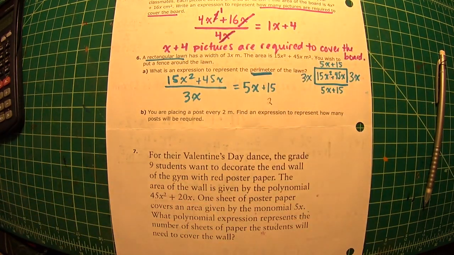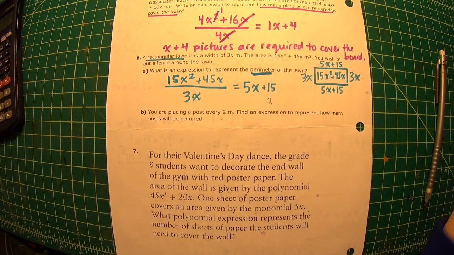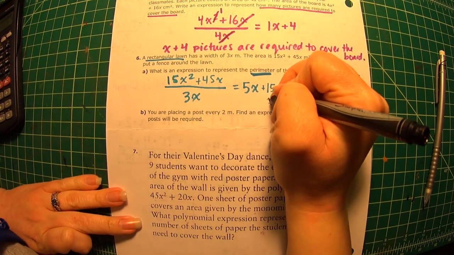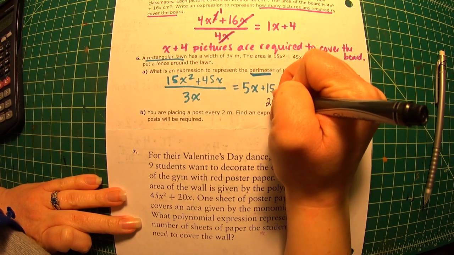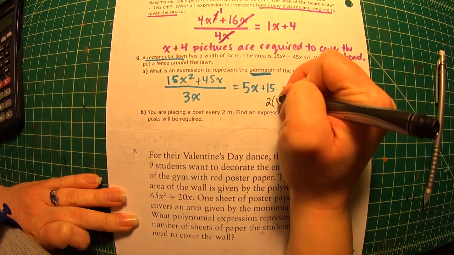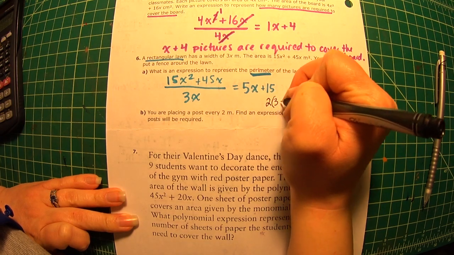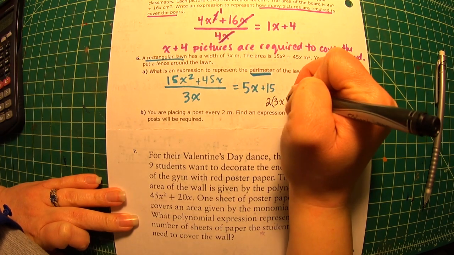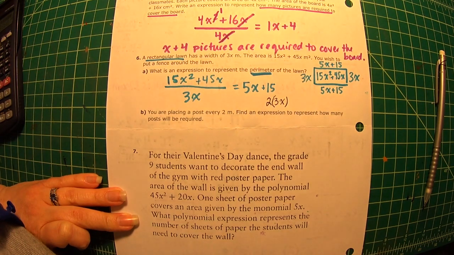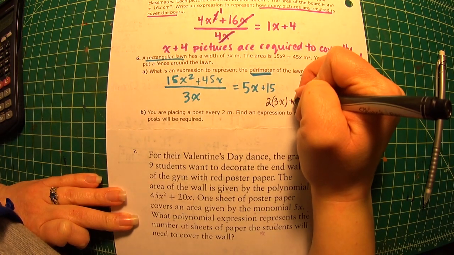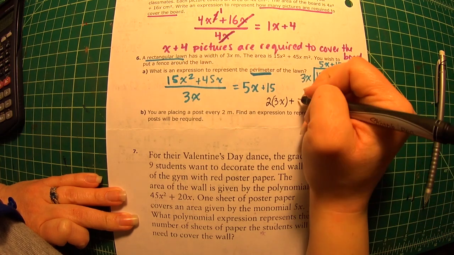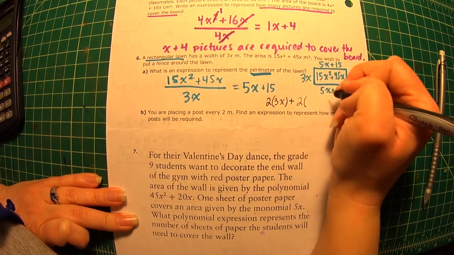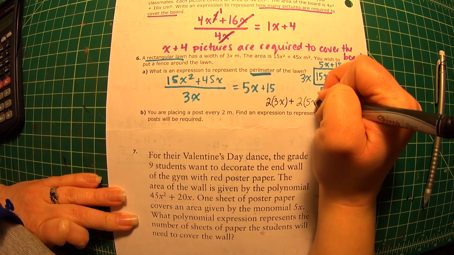Oh, I was hoping I could use this thinner pen. Maybe this one will work. Just to save myself some space here. So 2 times 3x. Hopefully you can still see that, yeah. And then plus, so that's my 2 widths plus my 2 lengths now. So 2 times 5x plus 15.